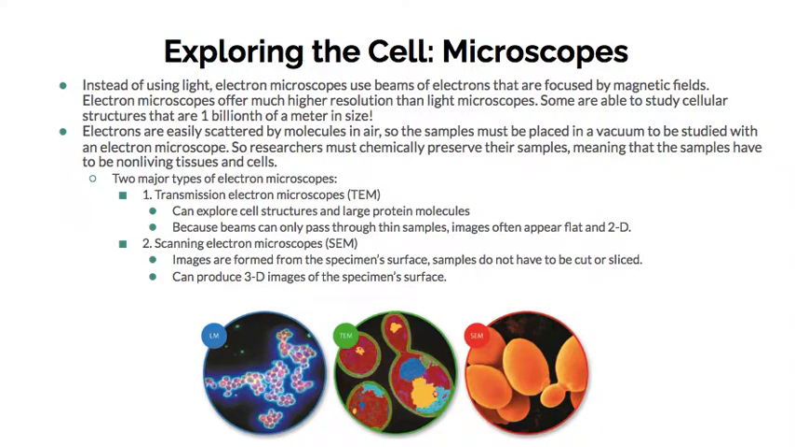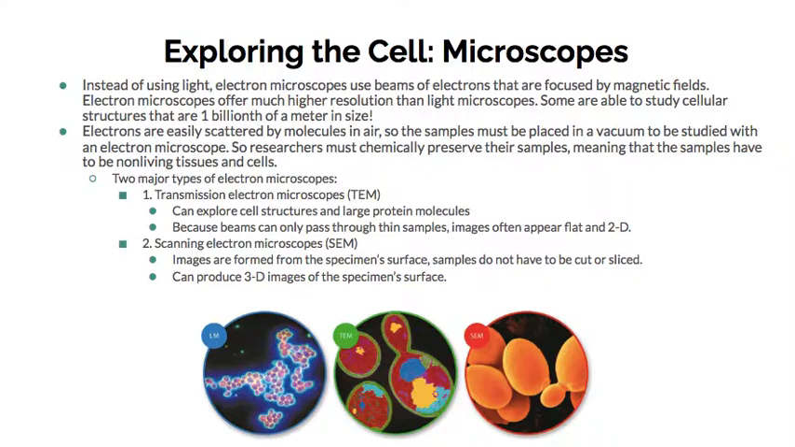So instead of using light, electron microscopes use beams of electrons that are focused by magnetic fields. Electron microscopes offer much higher resolution than light microscopes, and some are able to study cellular structures that are 1/100000th of a meter in size. Electrons are easily scattered by molecules in air, so the samples have to be placed in a vacuum to be studied with an electron microscope.